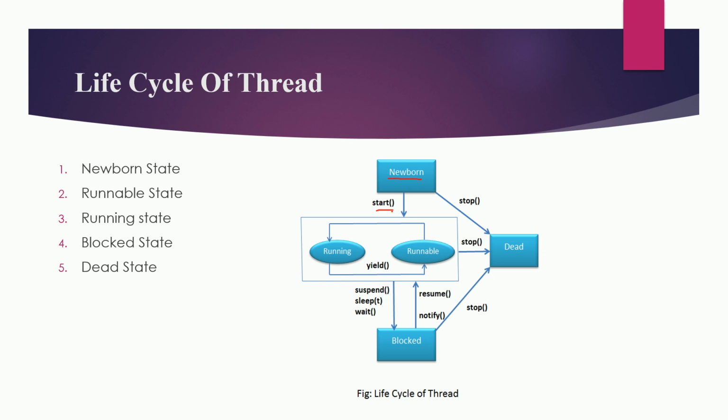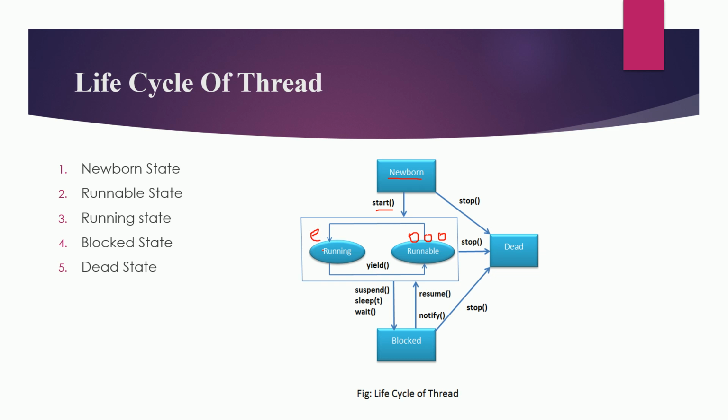So next is runnable state. Runnable state is a state where the threads will be waiting for the processor. So from the newborn state, using start method, the threads are pushed to runnable state. So here the threads will be waiting for its execution. Next is running state. Running state means that the processor has given its time to the thread for its execution. So this is the state where the thread gets executed.